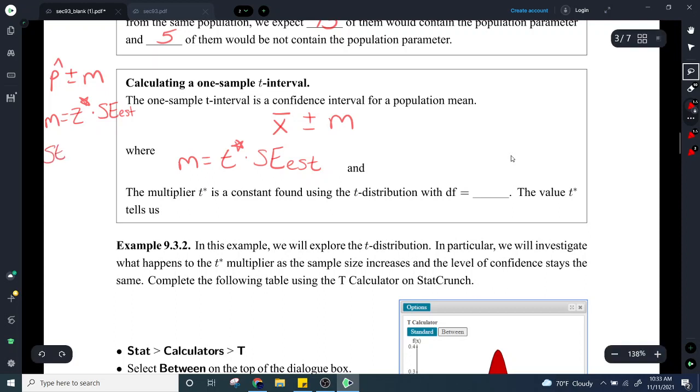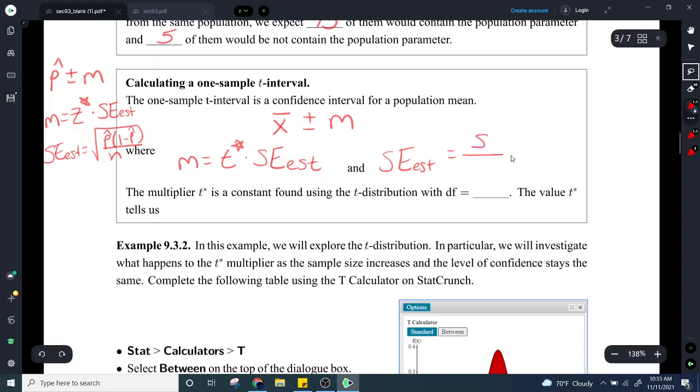Earlier in the course, remember, the standard error estimated was the square root of p hat times 1 minus p hat divided by n. If you remember, that's what we used back when we were doing proportions. Now it's going to look like this. It's going to be that formula we had earlier in the notes.